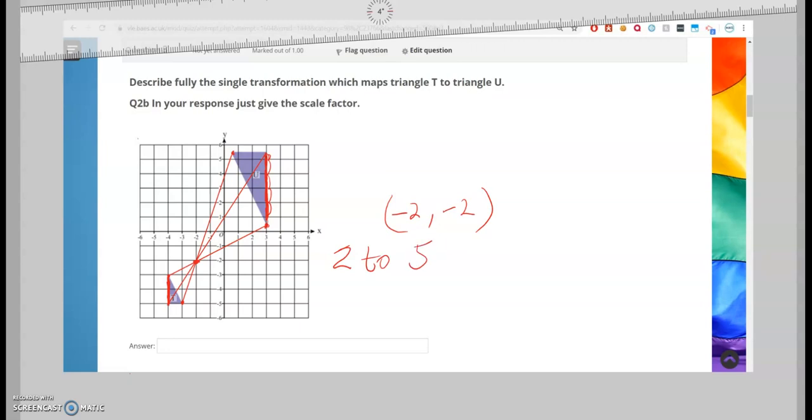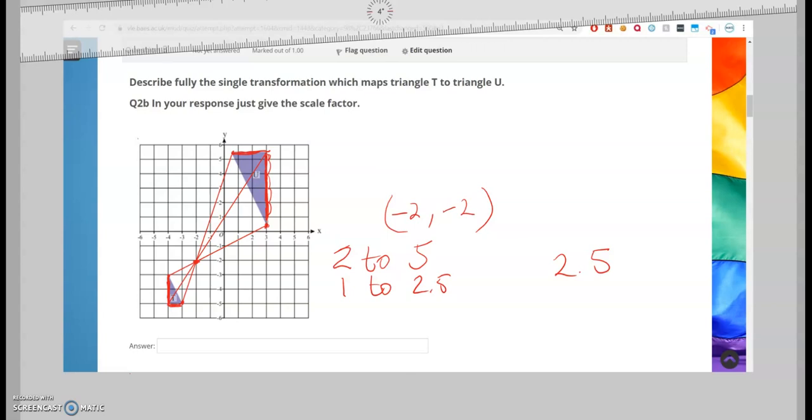And the same thing is happening in the other one. So if you look at this length, which is represented here, it's gone from 1 to 2.5. So as you can see, 1 is multiplied by 2.5 to give us 2.5, and 2 is multiplied by 2.5 to give us 5. So we're talking about 2.5.